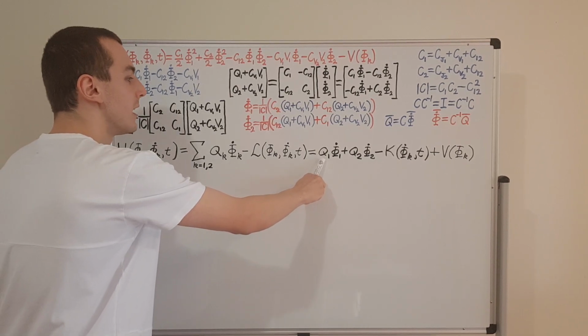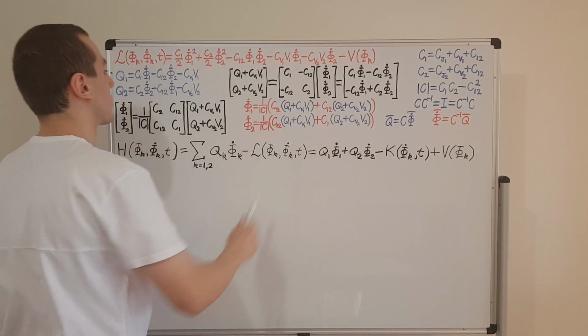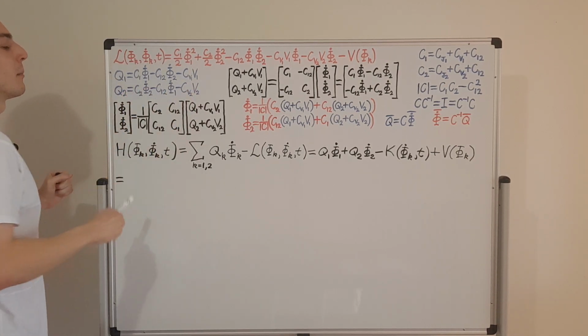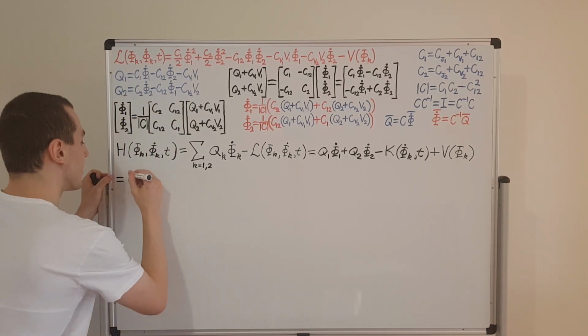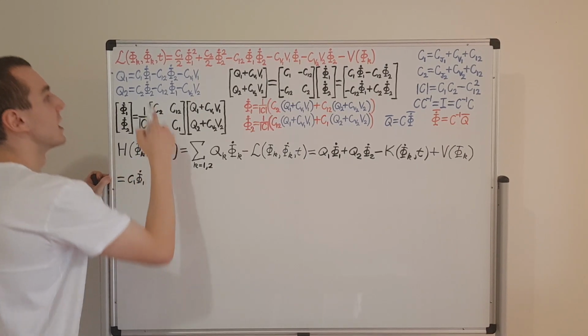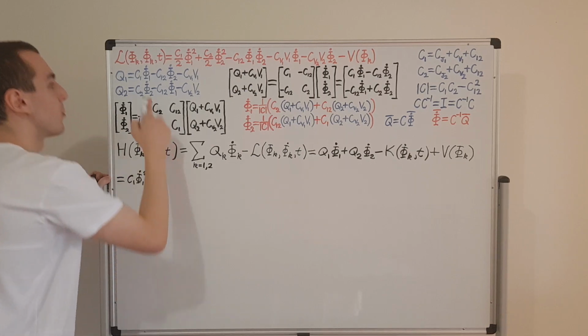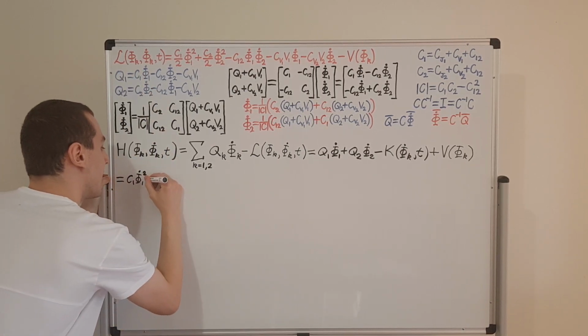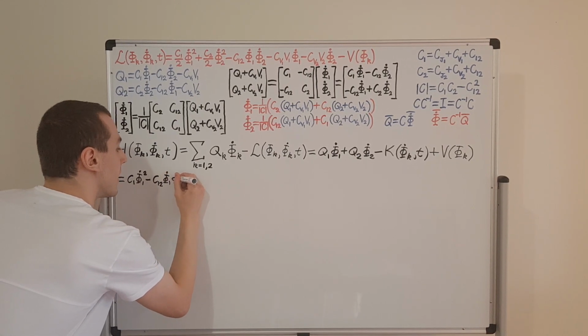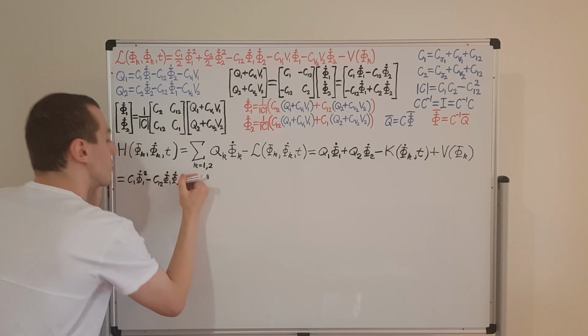We're going to have q1 multiplied by phi1 dot. So we need to take this q1 and multiply each of the terms by phi1 dot. That's going to give us c1 phi1 dot squared. We have another factor of phi1 dot over here. Then we're going to have minus c12 phi1 dot phi2 dot. So there's already a phi2 dot.